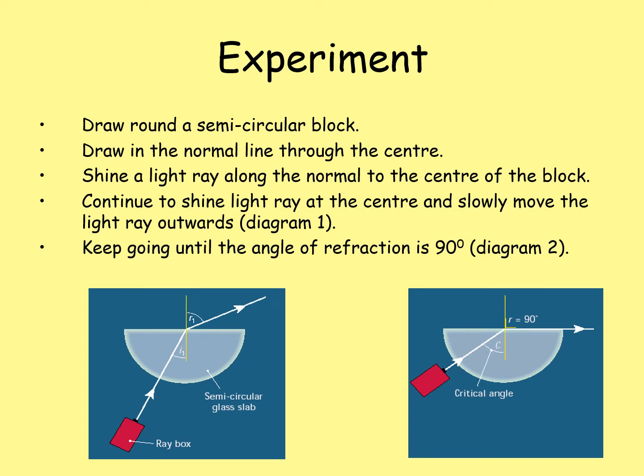At this point, it's important to note that we will likely see some partial reflections. The critical angle is measured as the angle at which light incident inside of the block will refract out at 90 degrees to the normal, that is along the surface.